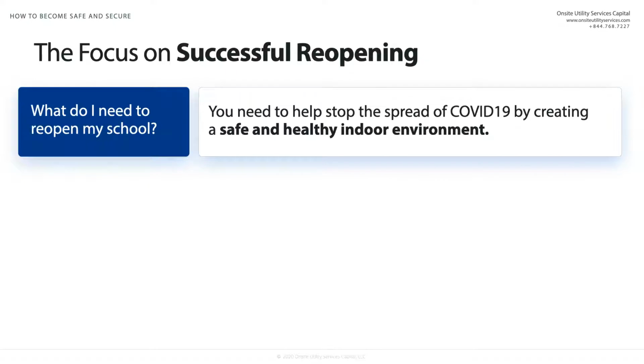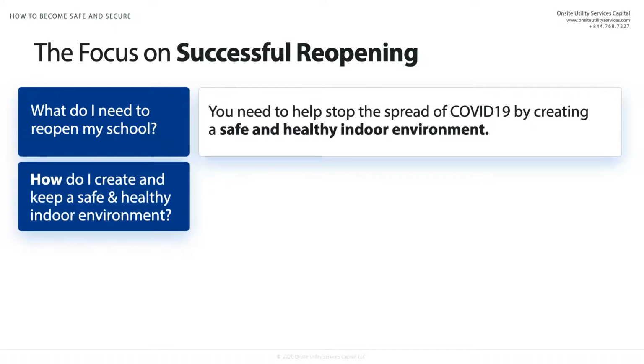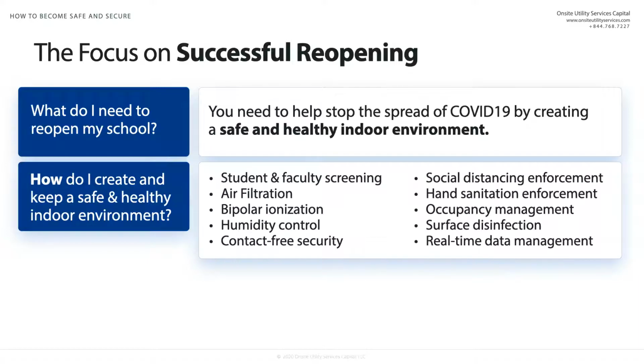You need help to stop the spread of COVID-19 by creating a safe and healthy indoor environment. And how do you create and keep a safe and healthy indoor environment? Well, good steps to making your school more safe and secure include student and faculty screening, better air filtration through bipolar ionization, improved humidity control, contact-free security parameters, the enforcement of social distancing rules and hand sanitation for both students and faculty, occupancy management, and surface disinfection and real-time data management.